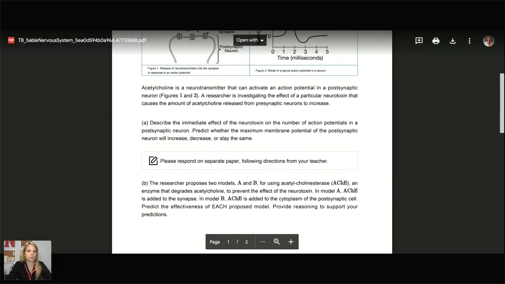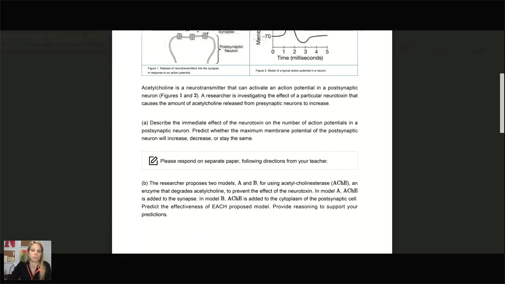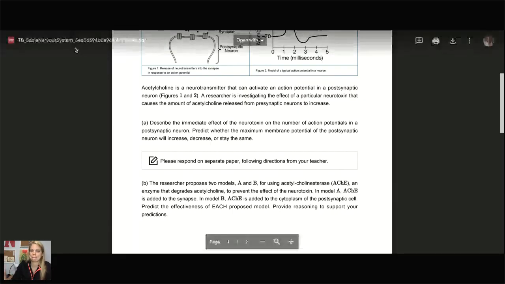So if you had one of my previous streams, you know we've already talked about how to approach FRQ questions. So first things first, we want to go and find our action verbs. What are the action verbs for part A? Describe and predict. Very good. What about part B?